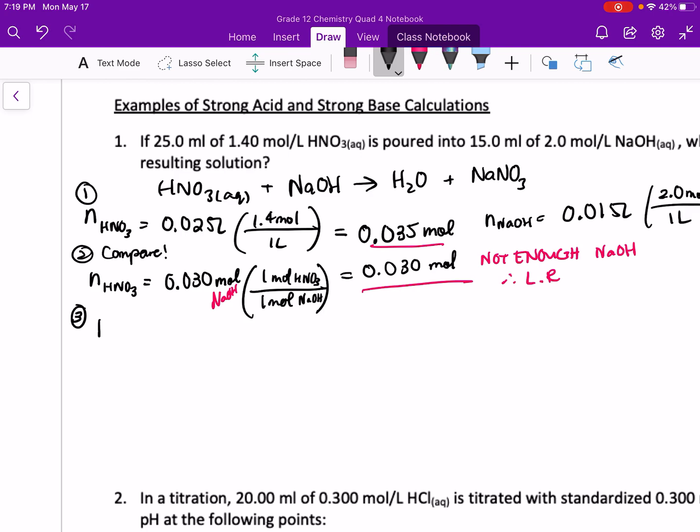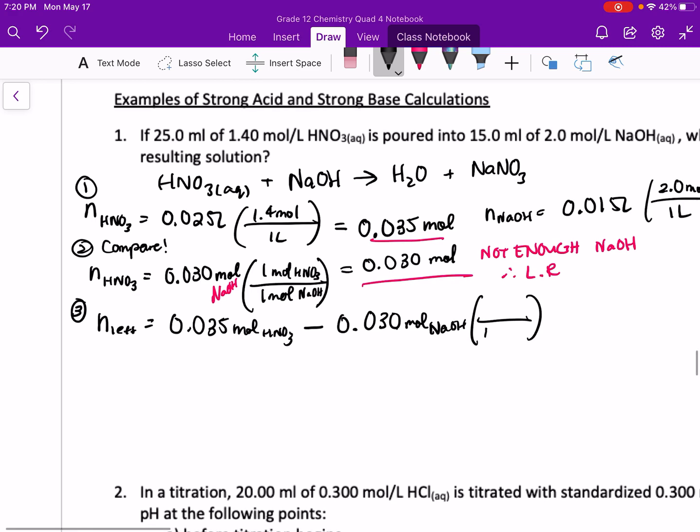So I'm going to calculate my n left is equal to my excess, so 0.035 moles of HNO3 minus 0.030 moles of sodium hydroxide, but I want to convert this to nitric acid by using my mole ratio. And I'm going to get 0.0050 moles of nitric acid left over.